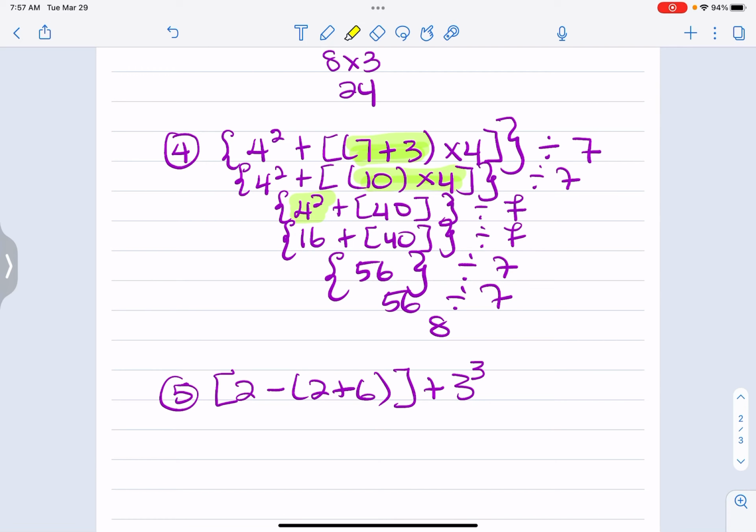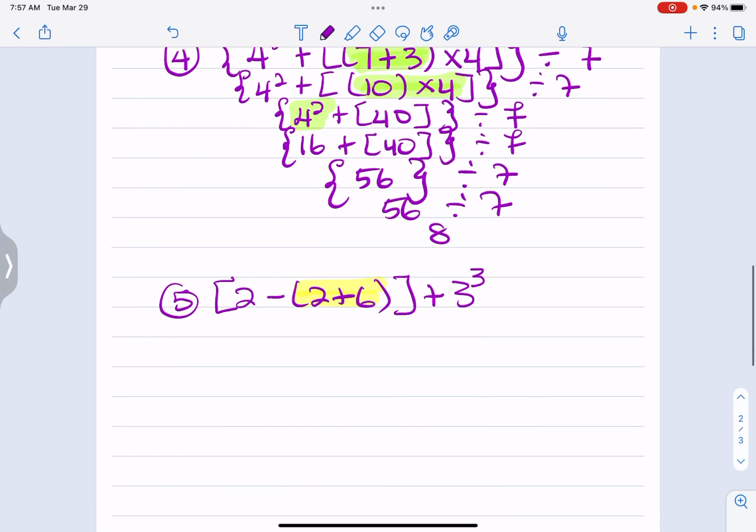Last example, number 5, innermost parentheses first. So remember to rewrite everything else. Keep everything else the same. 2 plus 6, that would be 8. Good. Now I am still inside my grouping. So I'm working the next part of my group, which is 2 minus 8. And that gives me minus 6.